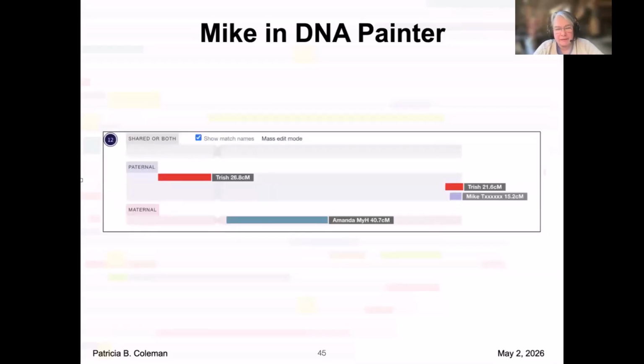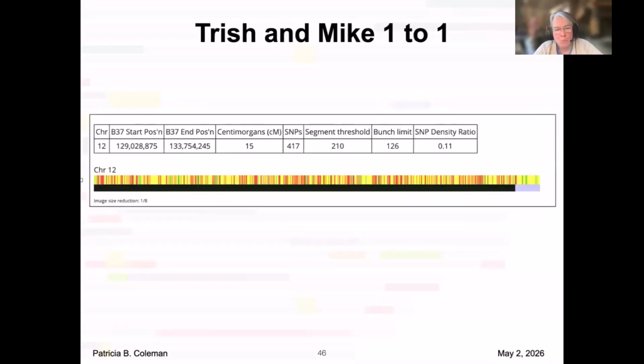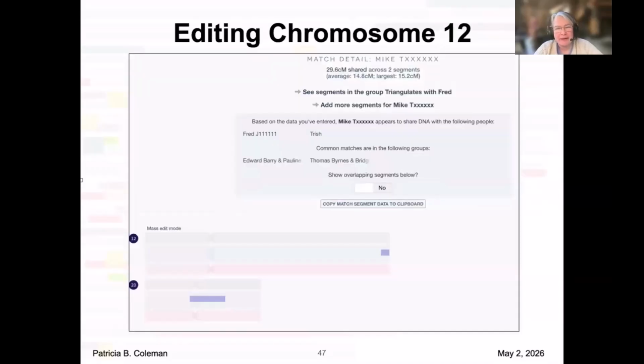And if we look at Mike's segment on chromosome 12, he's underneath Trish. Well, what's going on here? I only have one paternal chromosome, and that kind of sort of says that he has to match Trish. So let's go find out. Sure enough, Mike and Trish triangulate with me on chromosome 12.